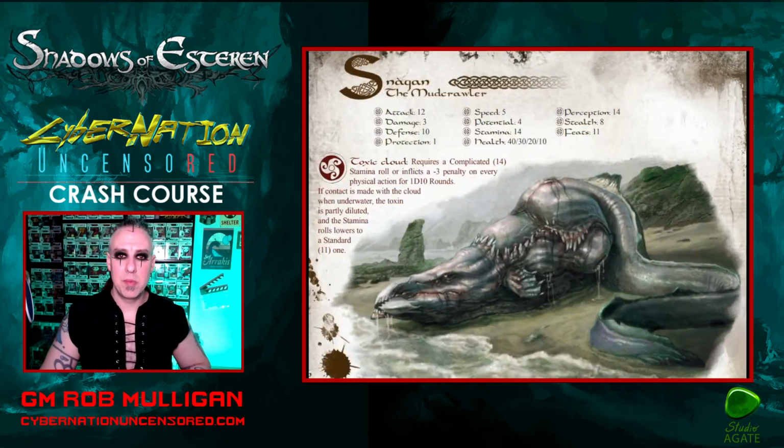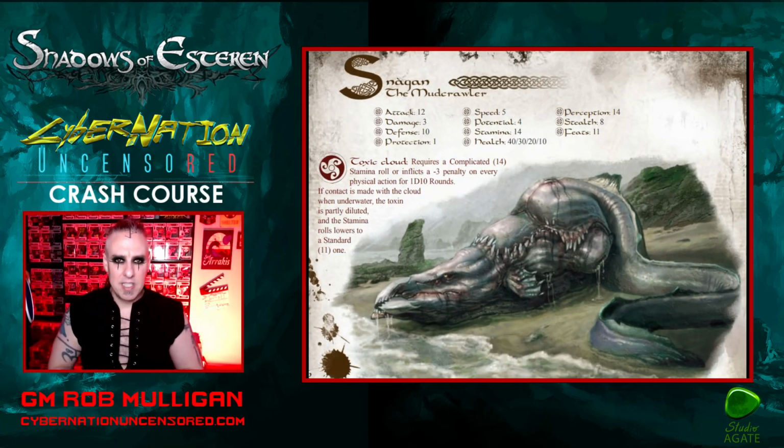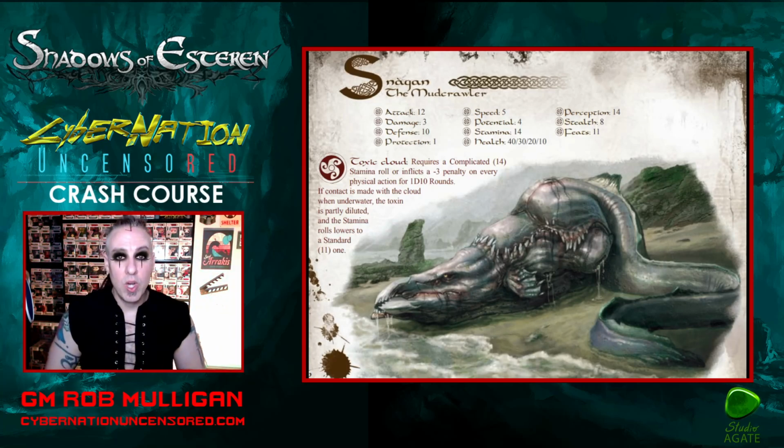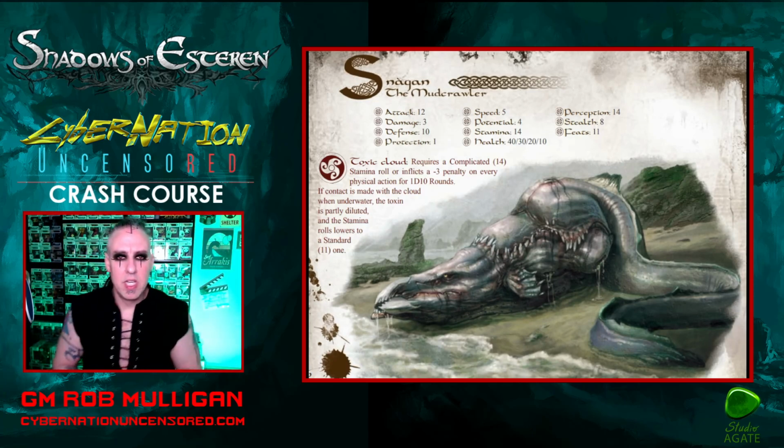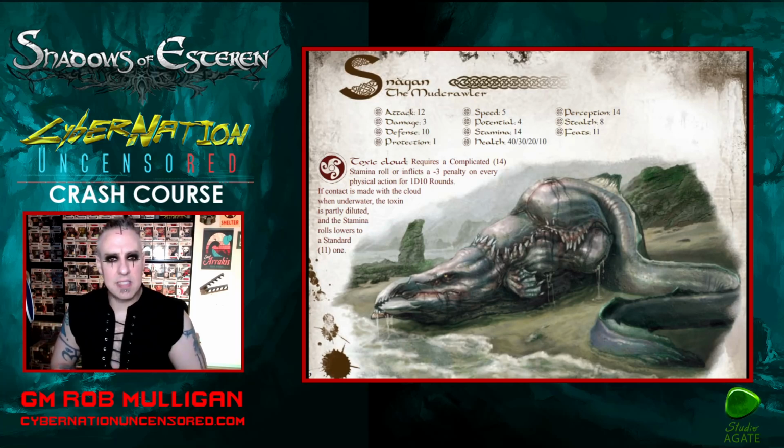The next example of a Feond is Snaggin, the mud crawler. Now, its special thing is a toxic cloud. It requires a complicated 14 stamina roll, or it inflicts a -3 penalty on every physical action for 1d10 rounds. If contact is made with the cloud when underwater, the toxin is partly diluted and the stamina roll lowers to a standard 11. So whether it's out of water or in water, it changes from complicated to standard, from 14 to 11 on that stamina check. Otherwise, you get that -3 penalty on all physical actions for 1d10 rounds. And that's its special toxic cloud.